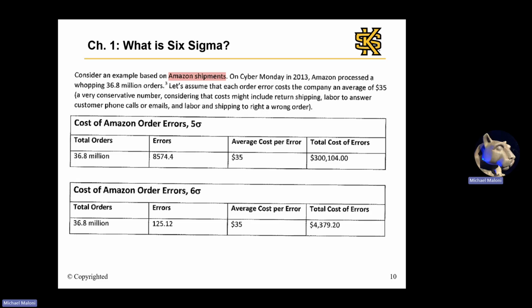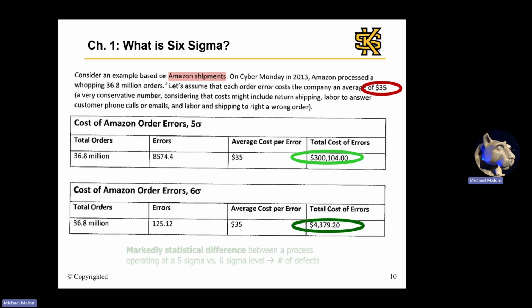Suppose that a shipping error, meaning a defect by Amazon, costs them $35 to resolve. If they operate at a 5 sigma level of quality, they have $300,000 in error costs that day. But a 6 sigma level of quality is only $4,400 in error costs. So we see a marked difference between the 5 sigma and 6 sigma level of process quality.